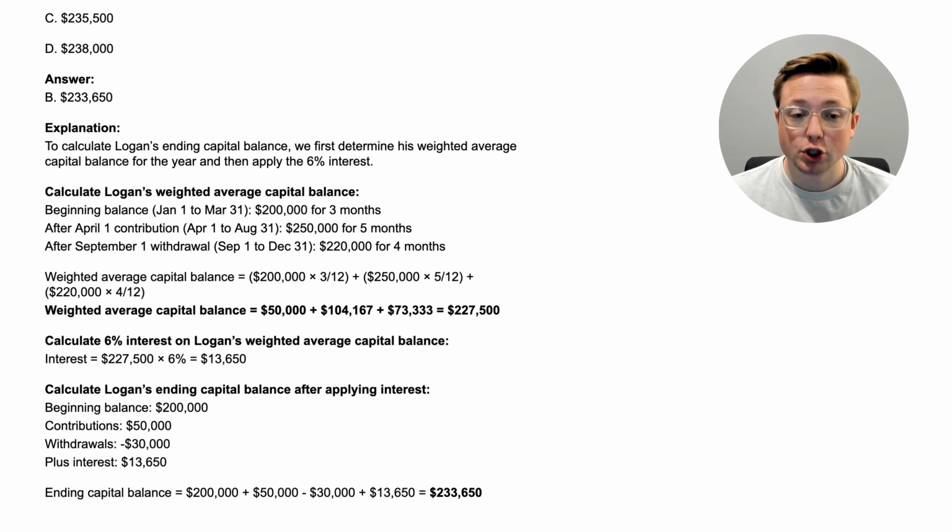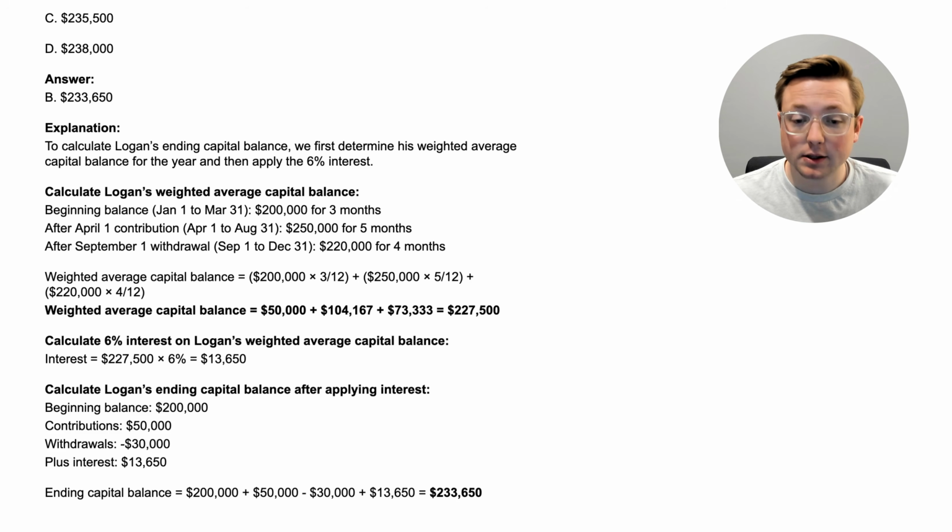The answer is B. $233,650 is the amount of Logan's ending capital after the 6% interest. We were not dealing with the profit because we were not calculating Mia's weighted average, so we're only focusing on Logan's interest here. So let's go through the rest of this. To calculate his ending capital balance, we first determine his weighted average capital balance for the year, and then we apply the 6% interest. So to do the weighted average, again, this is something that you've probably done in other questions or other videos with me.